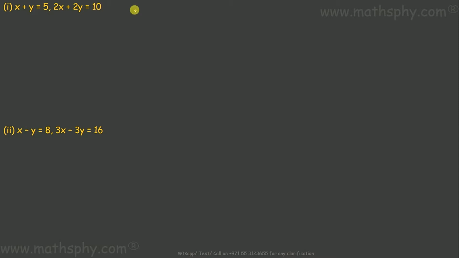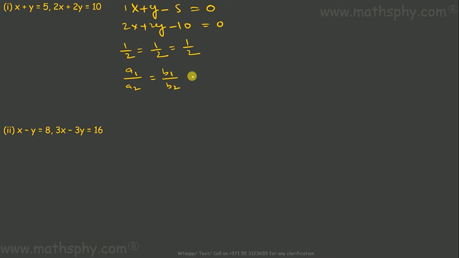So I'll write this: x plus y minus 5 equals to 0 and 2x plus 2y minus 10 equals to 0. So a1 over a2 is 1 over 2, b1 over b2 1 over 2, c1 over c2 1 over 2. So all are equal. A1 over A2 is equal to B1 over B2 is equal to C1 over C2. So this will give me consistent equations. I'll write consistent.